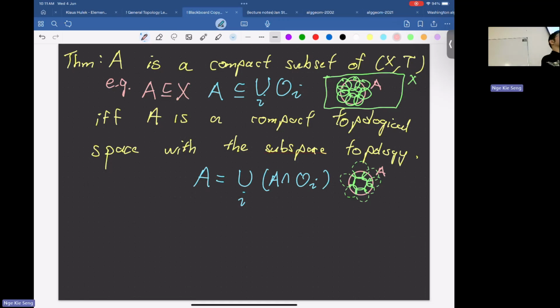Is this your problem? So you want to go further? For example, A is equal. If A is equal. Mm-hmm.